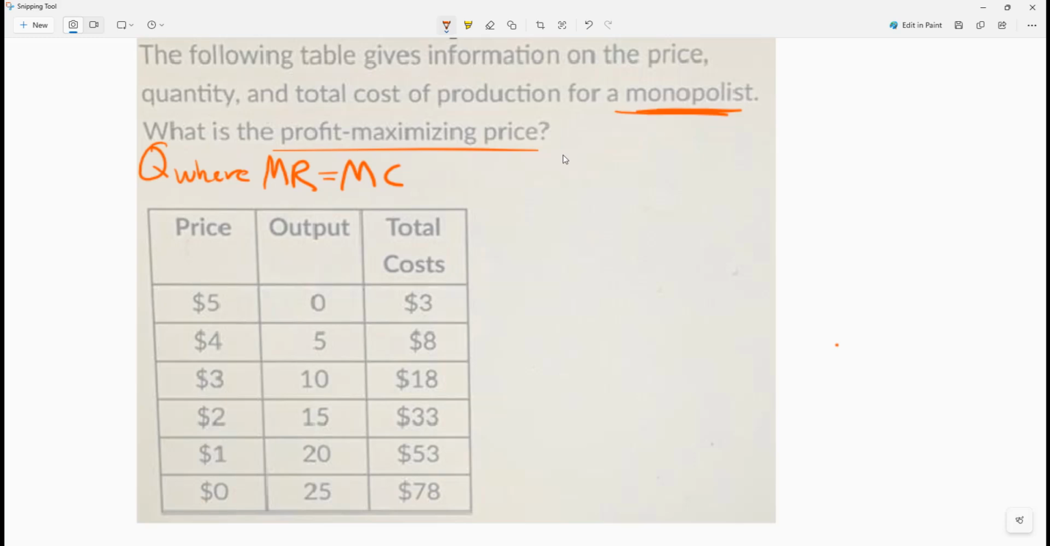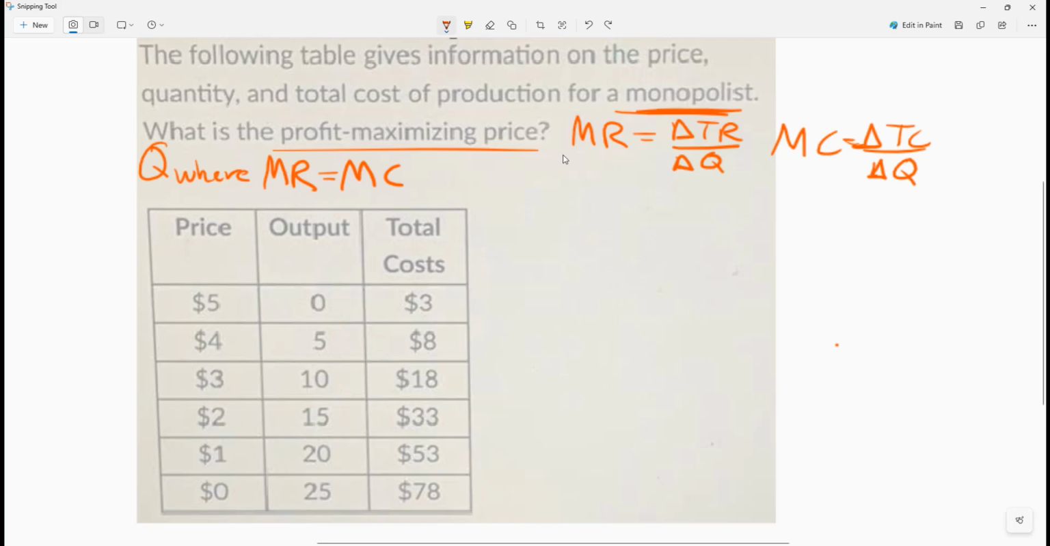Okay. So to calculate, the marginal revenue is going to be the change in total revenue over the change in quantity. And then the marginal cost is going to be the change in total cost over the change in quantity. Now, in this problem, you can see that the quantity is increasing by 5. So I'm going to divide by 5. So it's like saying the change in total revenue divided by 5, change in total cost divided by 5, because that's what we've got here. And so marginal cost, pretty easy to calculate. Let's do marginal cost here first.